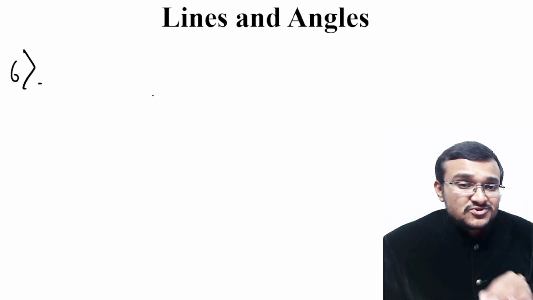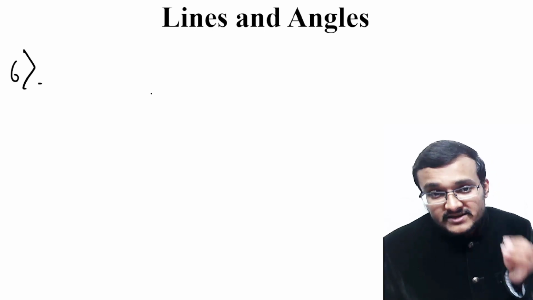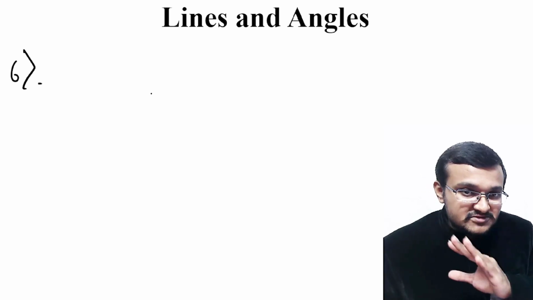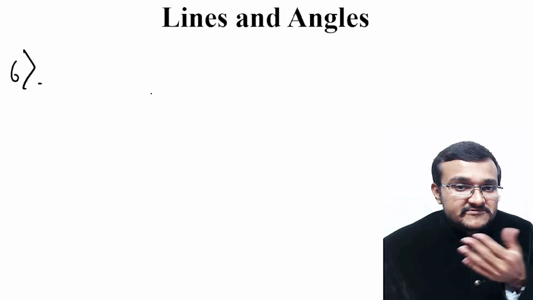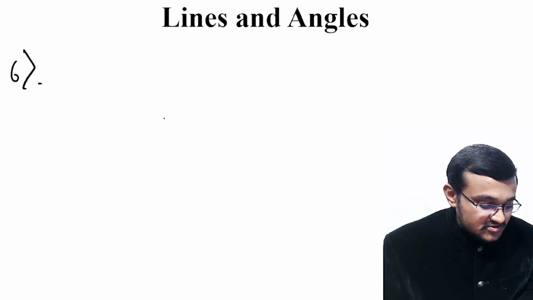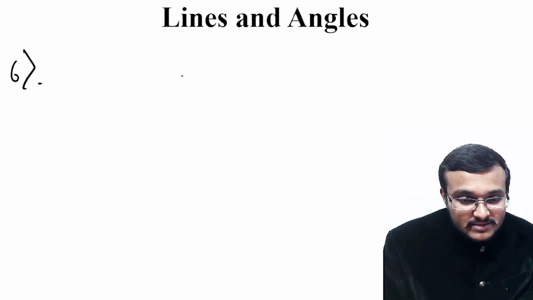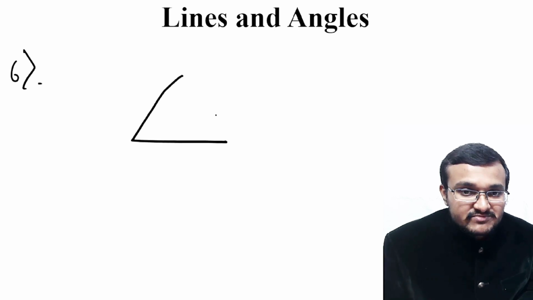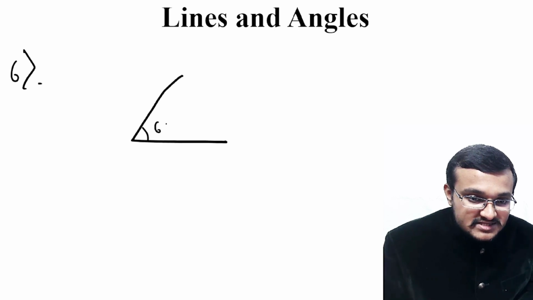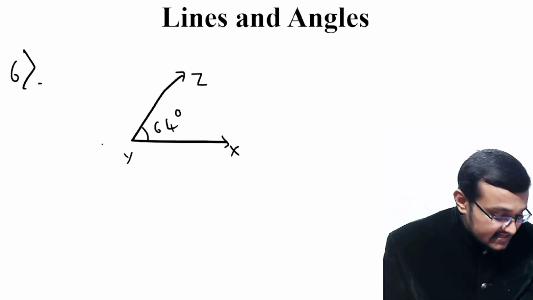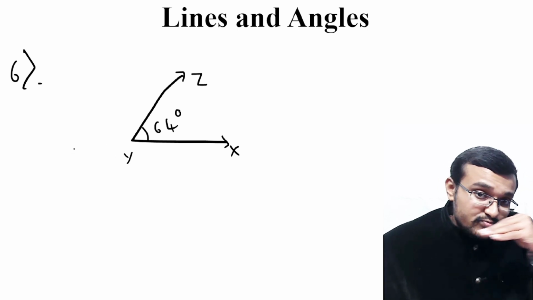Now in the 6th question, they have not given the figure, but they have given the description. Based on the description, we have to draw the figure. First we have to draw a particular angle XYZ in such a way that XYZ makes a 64 degree angle. So this angle is 64 degrees. We'll call this X, this Y, and this Z. And here they have given that XY is produced.